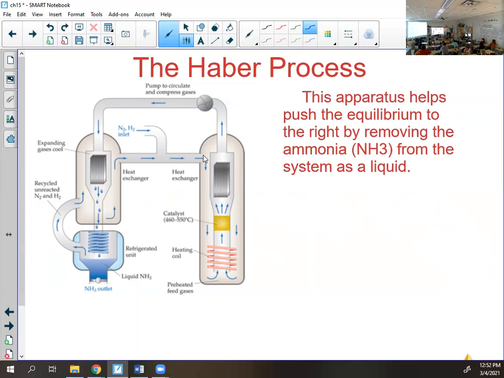Yes. How do you keep the ammonia from going back? That's a good question. Some of it will. But they're going to keep it under the right conditions that we're going to learn, temperature and pressure, to try and keep it as much NH3 as possible.